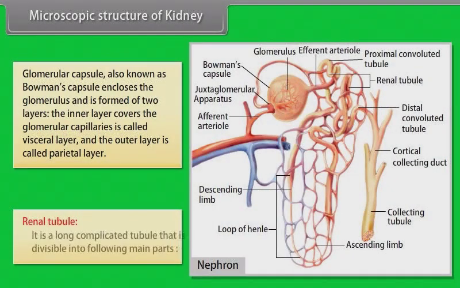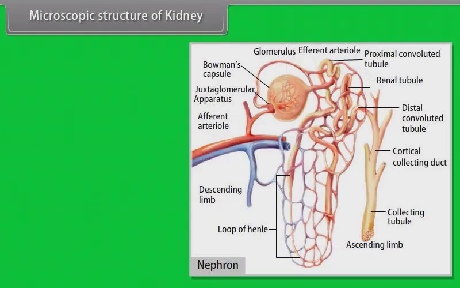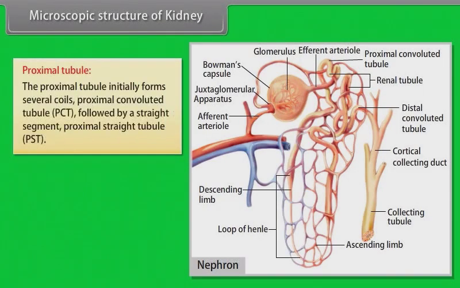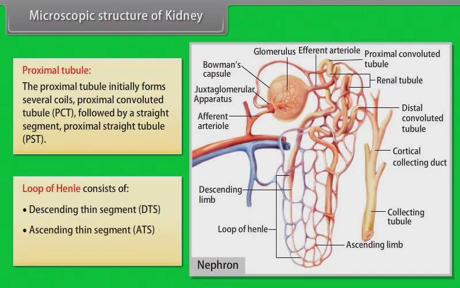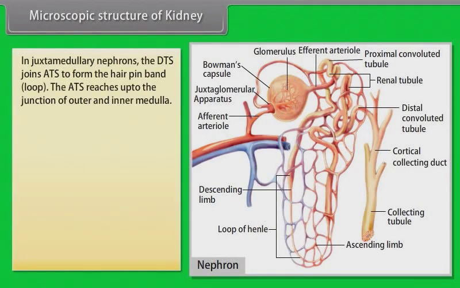Renal tubule. It is a long complicated tubule that is divisible into the following main parts. Proximal tubule. The proximal tubule initially forms several coils, the proximal convoluted tubule PCT, followed by a straight segment, the proximal straight tubule PST. The loop of Henle consists of a descending thin segment, an ascending thin segment and a thick ascending limb. In juxtamedullary nephrons, the DTS joins the ATS to form the hairpin bend.